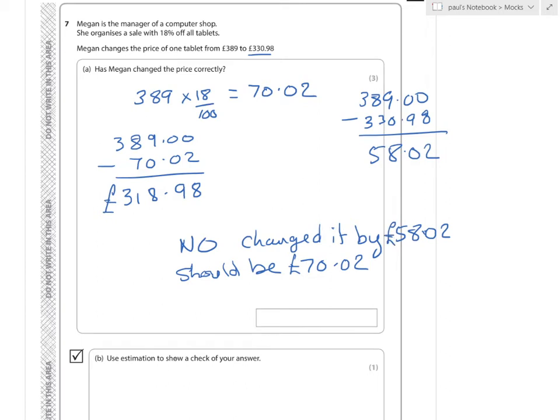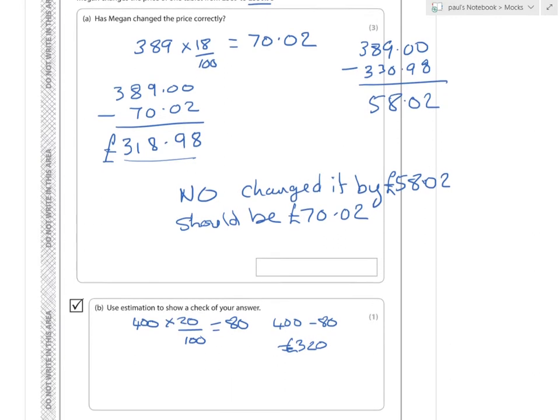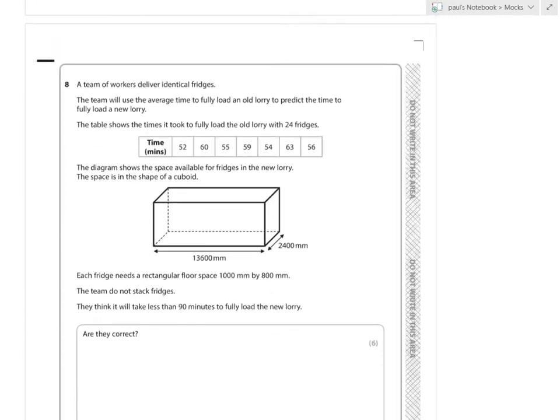Use an estimation to check your answer. So the way I did it was say 400 times 20% is £80, and then 400 minus 80 is equal to £320. So that's what I got there, 320, and that's close to 330. No, these are mad questions.